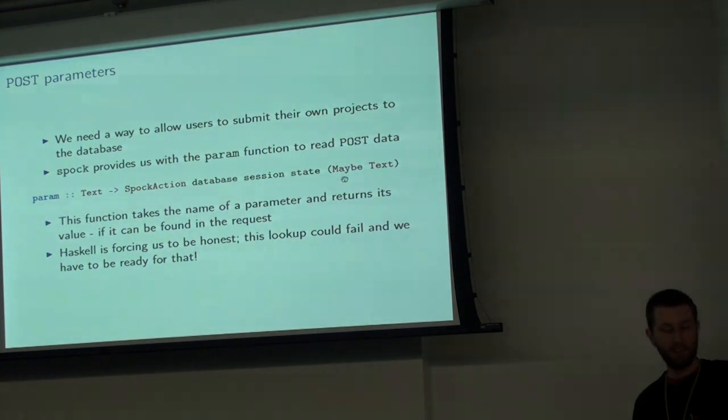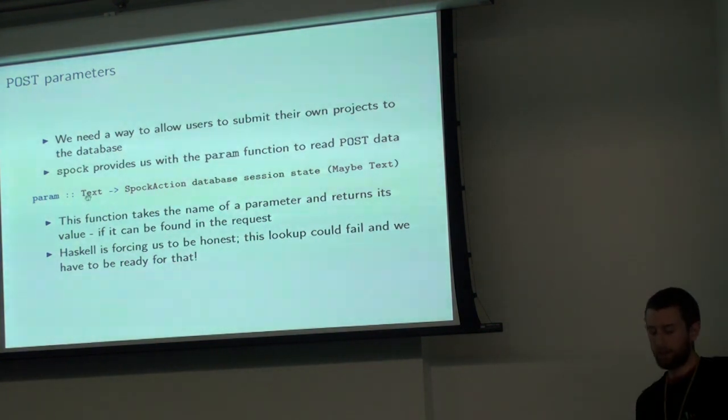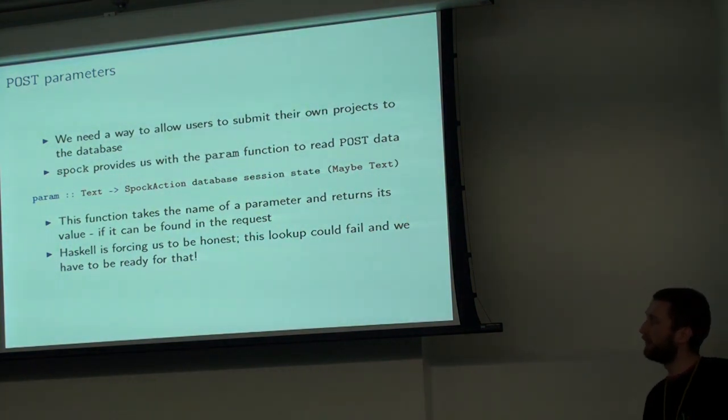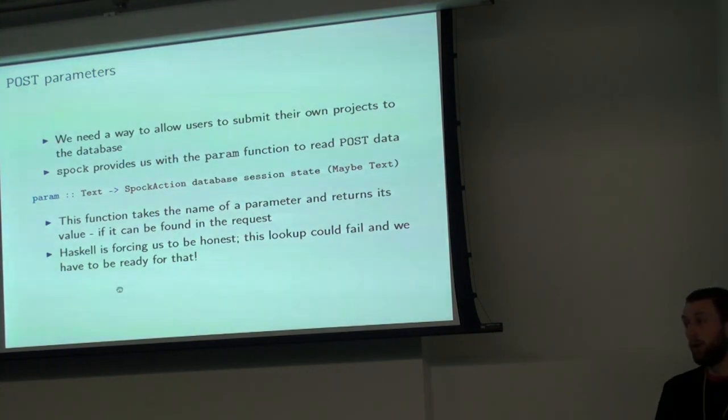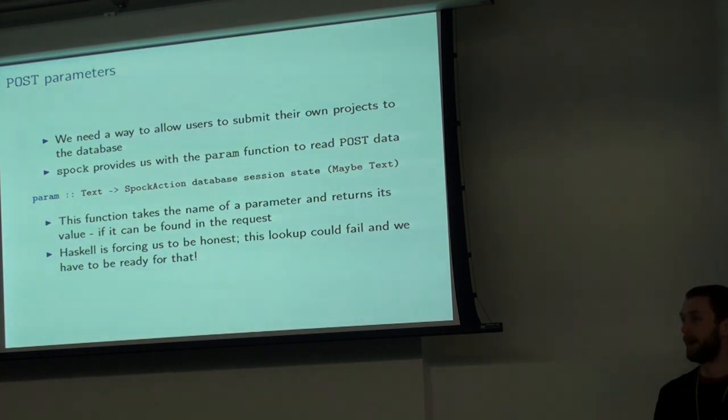And I think there's something interesting happening here that you might not have seen in maybe dynamically typed languages, which is that Haskell is forcing us to be honest about what's happening here. It's not necessarily true that this parameter will even be present in the request body. People may have tried to construct the form submission themselves, or you may have made a mistake in the parameter you're reading. So Haskell is forcing us to be honest and admit that that lookup could fail at runtime, and we need to be prepared for that scenario to happen.